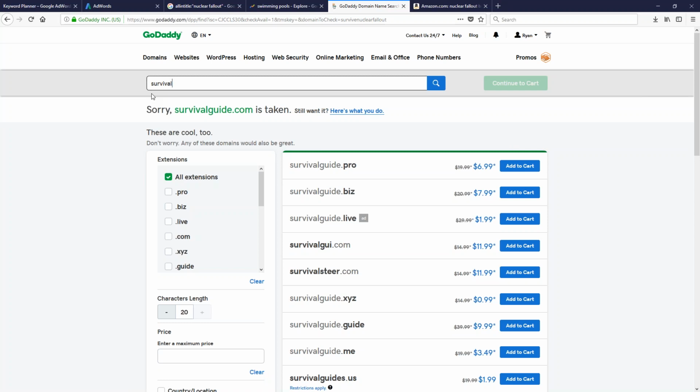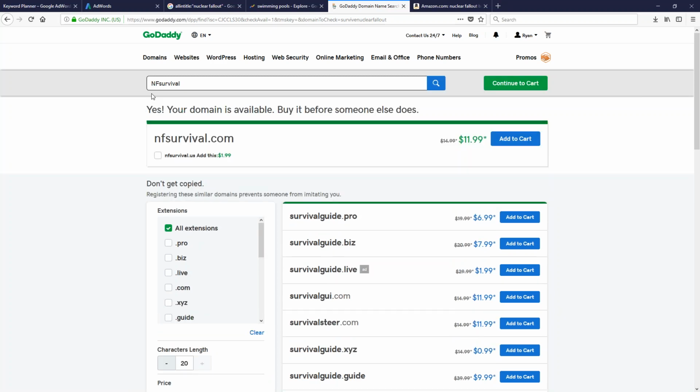It can also be something that's not even a real word. It could be your own name, could be part of the domain name. It could be abbreviations for other stuff. For example, NF for nuclear fallout. Nuclear fallout survival.com.